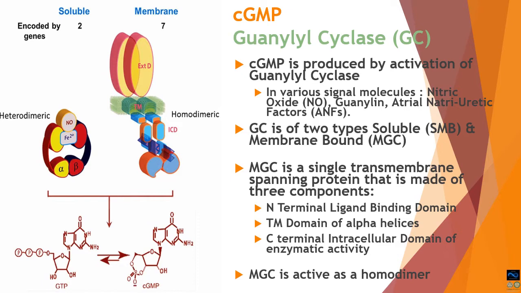So this is the basic difference between guanylyl cyclase and adenylyl cyclase. Further, the soluble form of this receptor is coded by two genes, while the transmembrane membrane bound guanylyl cyclase is synthesized by 7 different genes in humans.